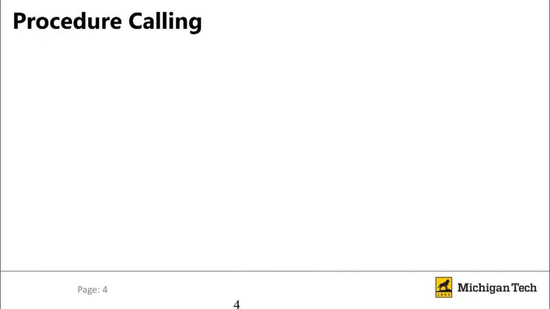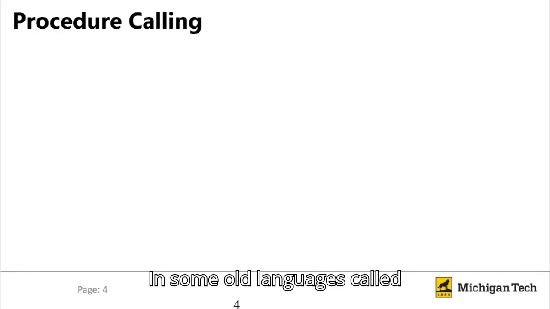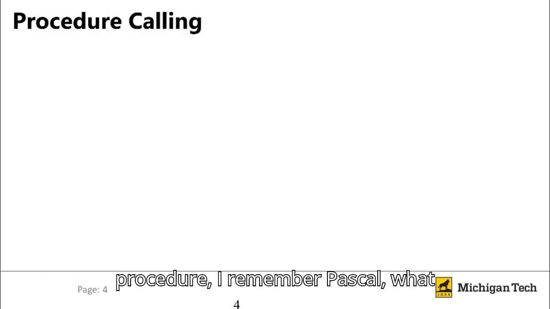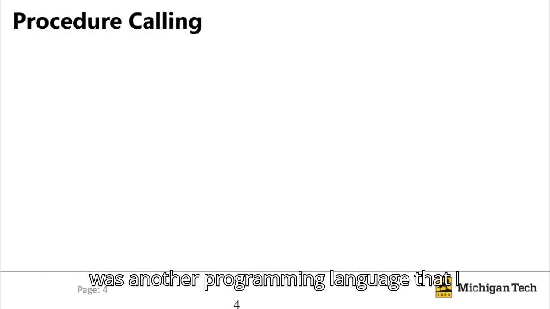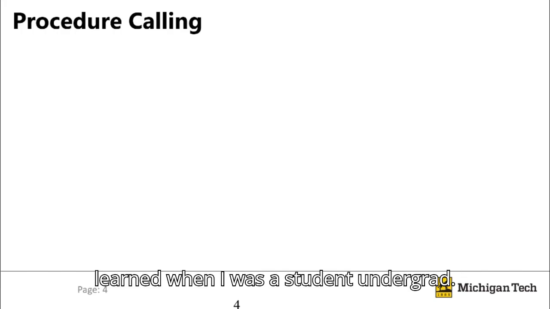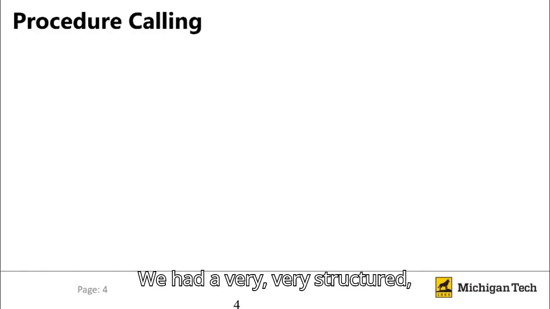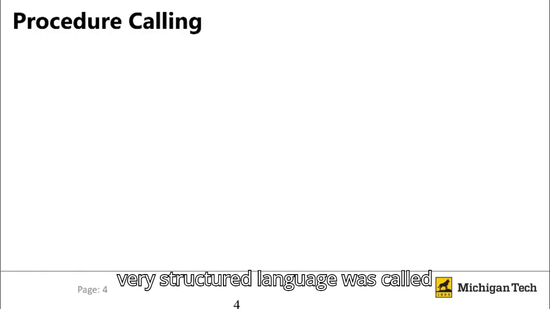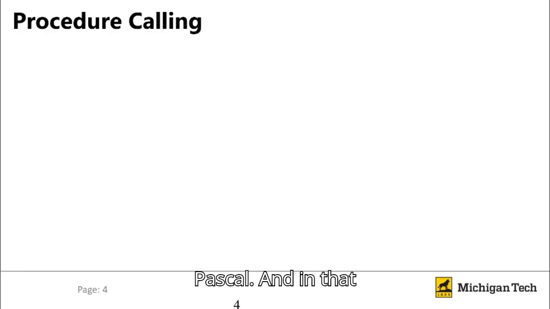Procedure, in some old languages is called procedure. I remember Pascal, what was another programming language that I learned when I was an undergrad student. We had a very structured language called Pascal, and in Pascal, we called functions procedures. But in C++, it's called a function. Okay, so what is the definition of a function?